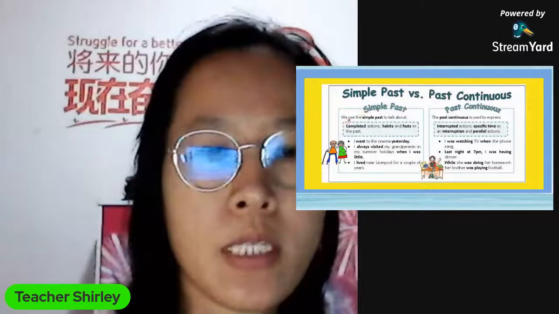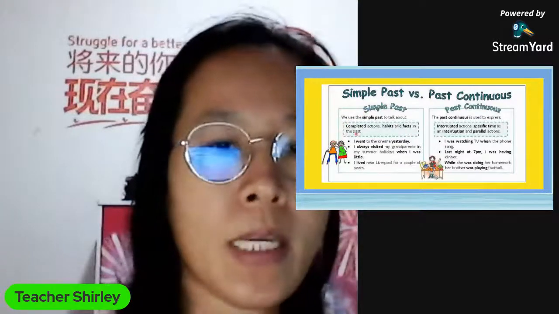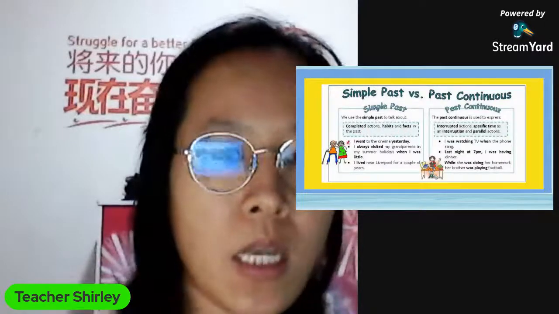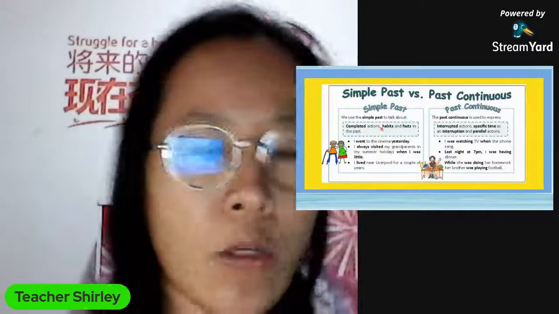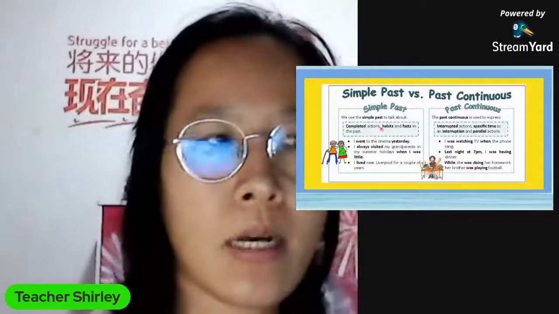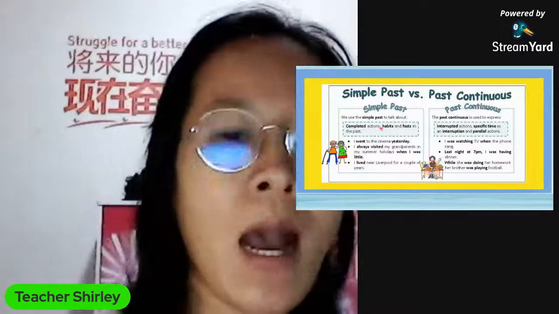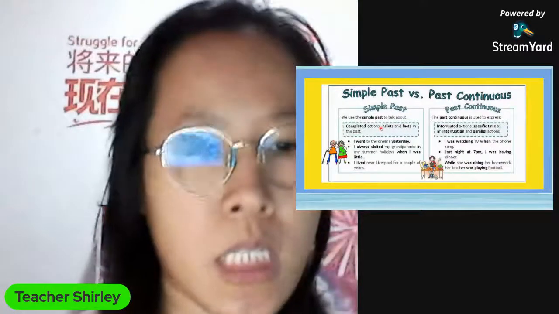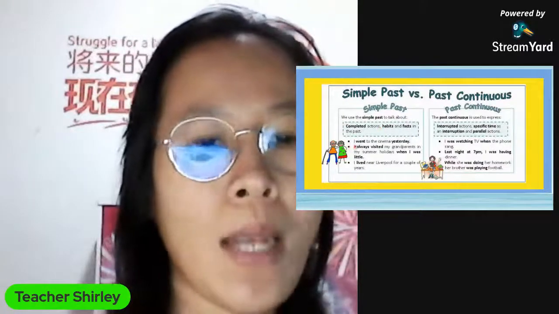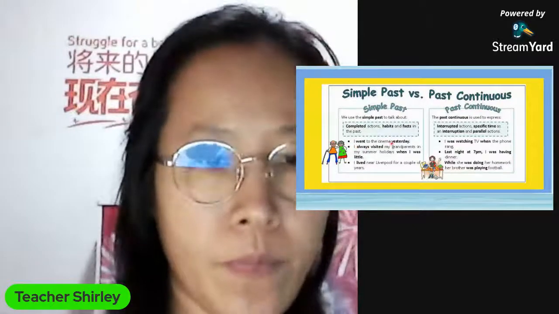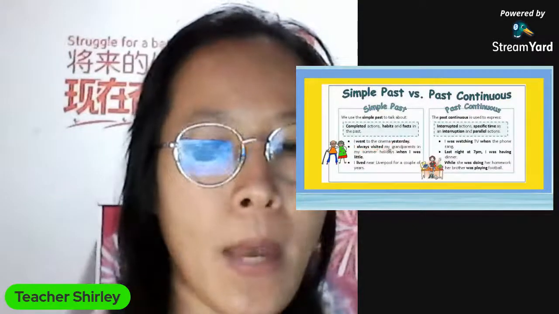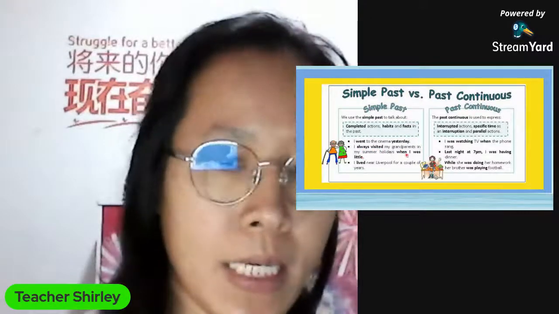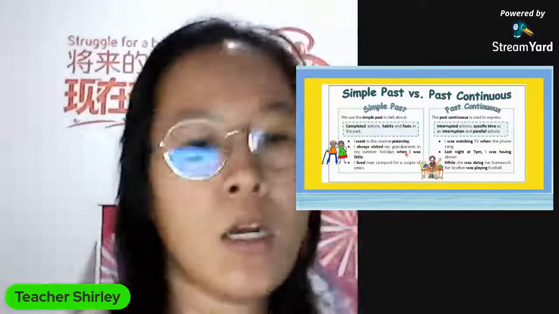Okay, so we use simple past to talk about completed actions, habits, and facts in the past. Kita gunakan simple past tense untuk tunjukkan kelakuan perbuatan yang sudah habis, sudah stop. Okay, no more happening. For example, I went to the cinema yesterday. I always visited my grandparents in my summer holidays when I was little. Masa kecil, sekarang dia sudah tua.